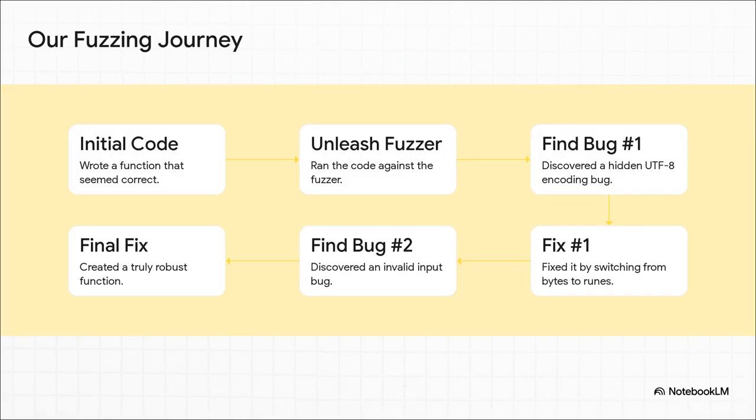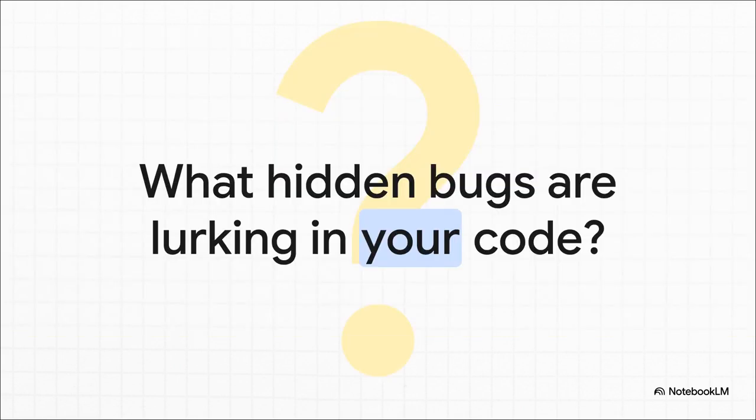What a journey, huh? We started with code that looked absolutely perfect. The fuzzer shattered that illusion, forcing us to fix a bug with character encoding. We fixed it. And then the fuzzer immediately found an even sneakier issue with invalid data, which led us to our final, truly robust solution. At the end of the day, this wasn't really about a simple string reversal function. It's about a mindset, and it's about a ridiculously powerful tool.